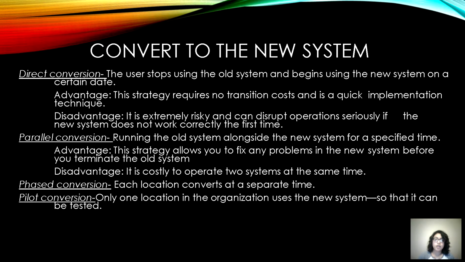The second type of conversion is parallel conversion, in which they run the old system alongside with the new system for a specified time. The advantage to this is it allows you to fix any problems in the new system before you terminate the old system. The disadvantage to this is it is costly to operate the two systems at the same time. Phase conversion is a third conversion in which each location converts at a separate time. Pilot conversion, only one location in the organization uses the new system so that it can be tested.